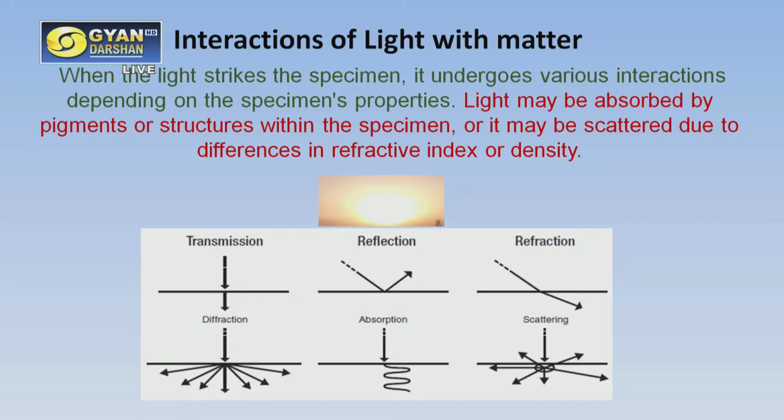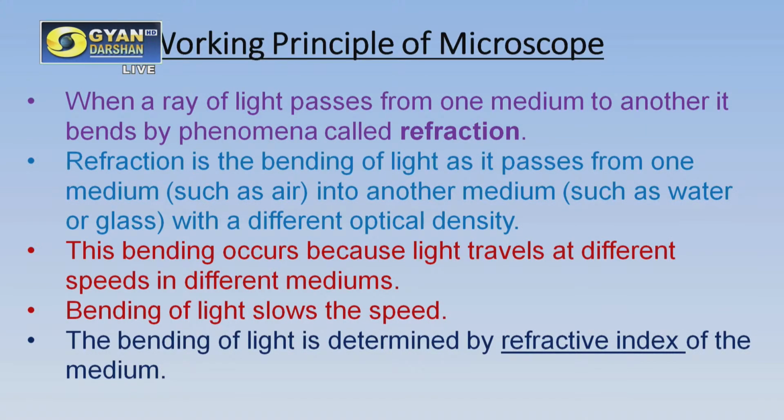Here you can see the sunlight. Light interacts with matter: it can be transmitted, reflected, and refracted. This property of light in its interaction with matter leads to the working principle of the microscope. When a ray of light passes from one medium to another medium, it is called refraction. In light microscopy, refraction is more important than transmission and absorption of light.